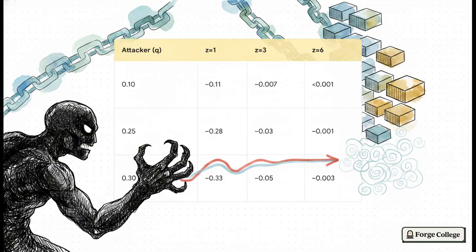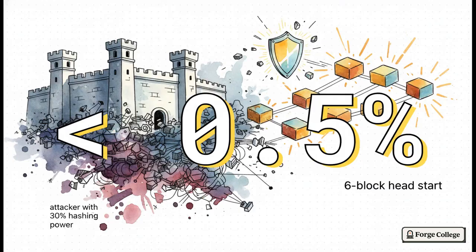But watch what happens as we add confirmations. By the time we wait for Z equals 6 confirmations, the attacker's win probability absolutely plummets. It drops to less than 0.5%. And honestly, this brilliantly illustrates the pure elegance of Nakamoto Consensus. Even if an attacker has a staggering 30% of the hashing power, if you just wait and give the honest chain a 6-block head start, the mathematical risk of a network takeover drops to virtually zero. It's just an incredible defense mechanism.